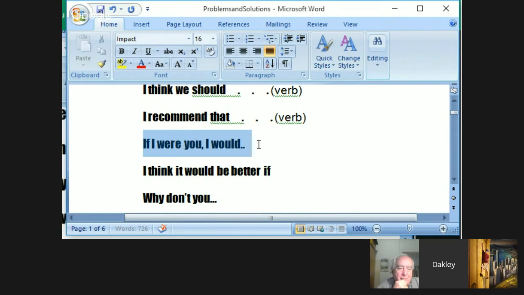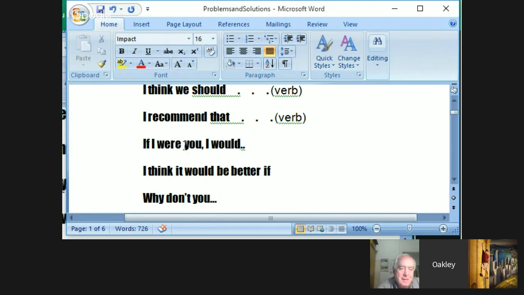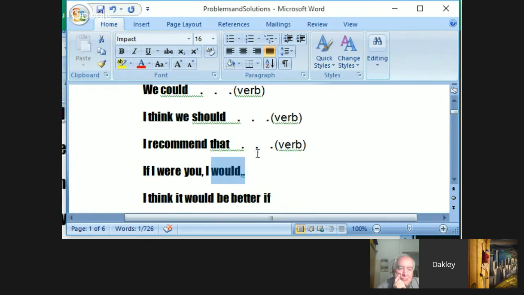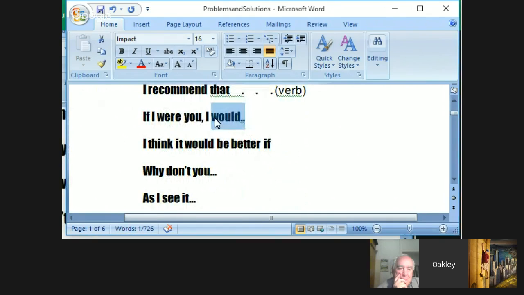If I were you, I would... well, first of all, this is a classic construction of the second conditional. Past tense in the conditional clause, or the if clause, and then using would to introduce the solution. Classic. Obviously, if I were you, we'd use this construction to give advice to one person.